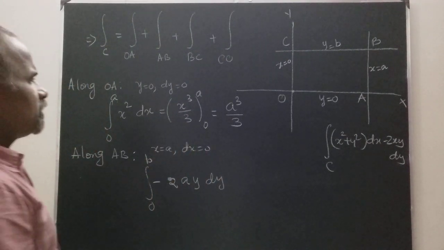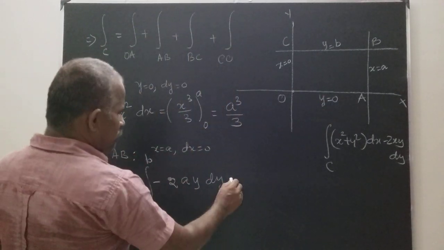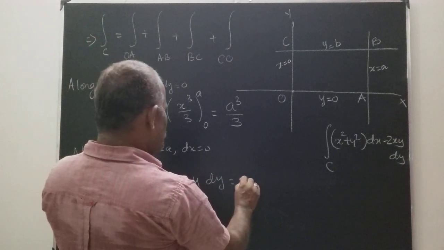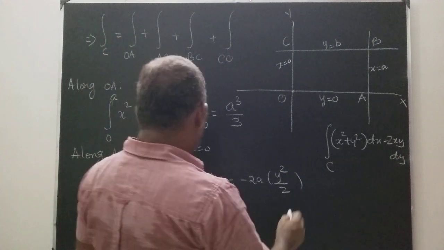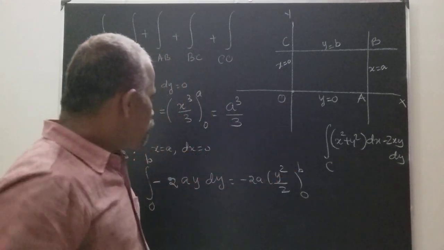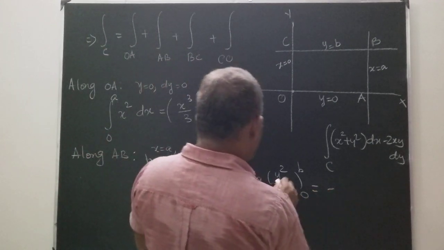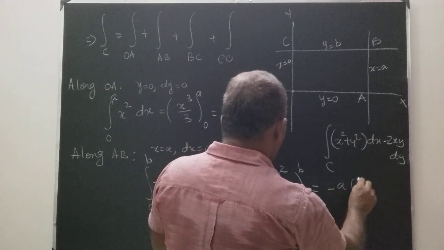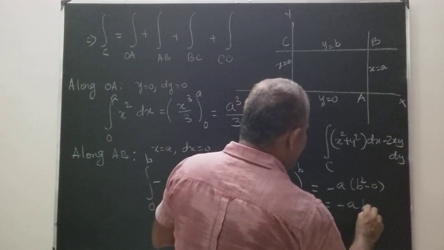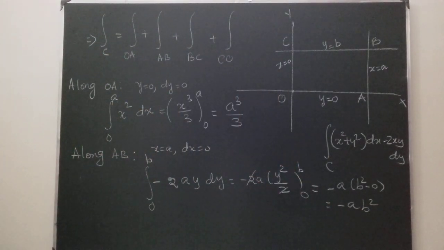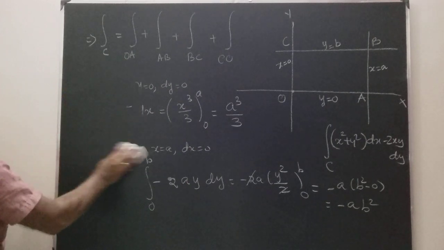So therefore this is equal to y squared minus 2a into y squared by 2, limit varies from 0 to b. The 2 will be cancelled. Therefore minus a times b squared minus 0. So this is equal to minus ab squared. Okay, along AB is also over.